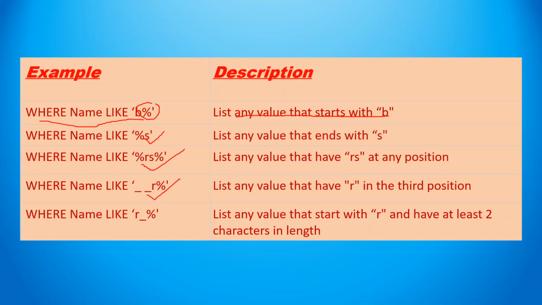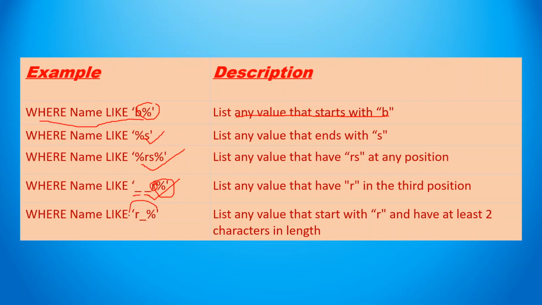This will display any name which has R as a third character. Before R there are two characters and after R there can be n number of characters, because here is a percentage sign, and before R there are two underscores. Underscore resembles a single character, so there should be exactly two characters before R. The third character should be R, and after R there can be n number of characters. Whichever name matches this criteria, it will list that name.